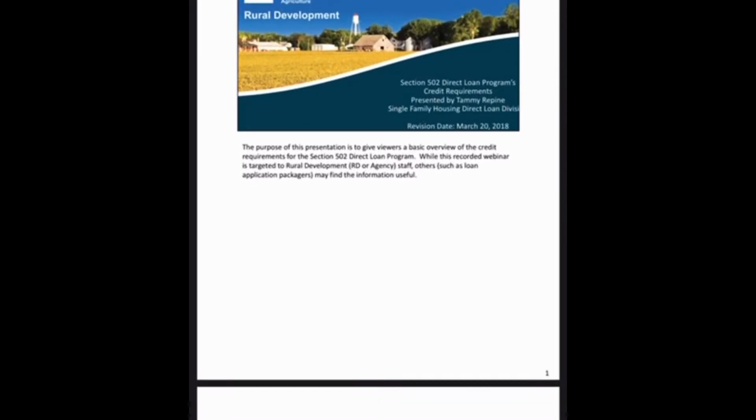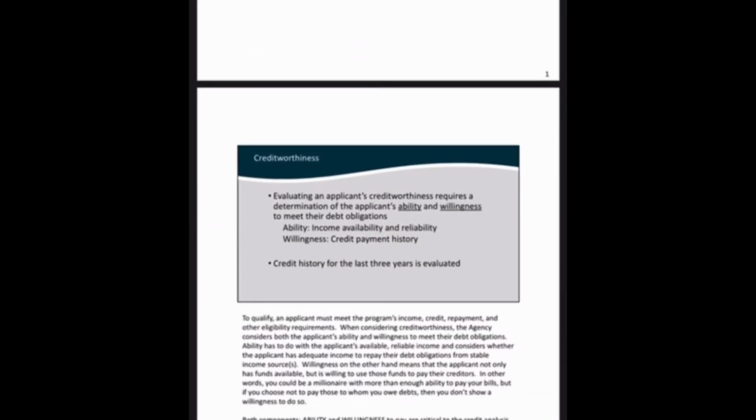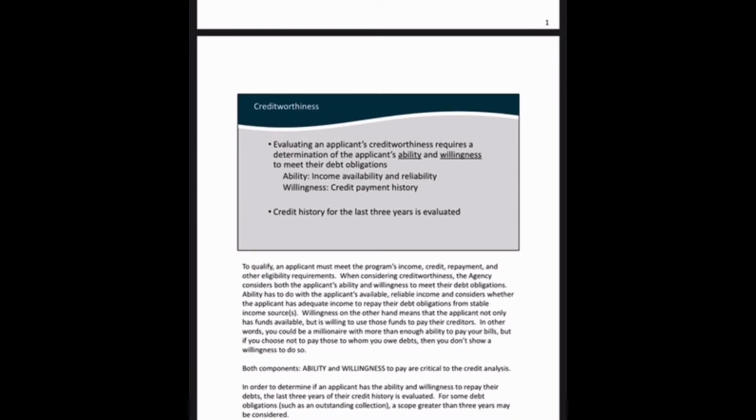Okay guys, as I said in my previous video, if you are low income and have very low income, you can get approved with a USDA direct loan, which is also the Section 502 direct loan program. So here is the information regarding the credit requirements. You do not have to have a 640 to get approved, but you do have to show that you have the ability and willingness to meet debt obligations.